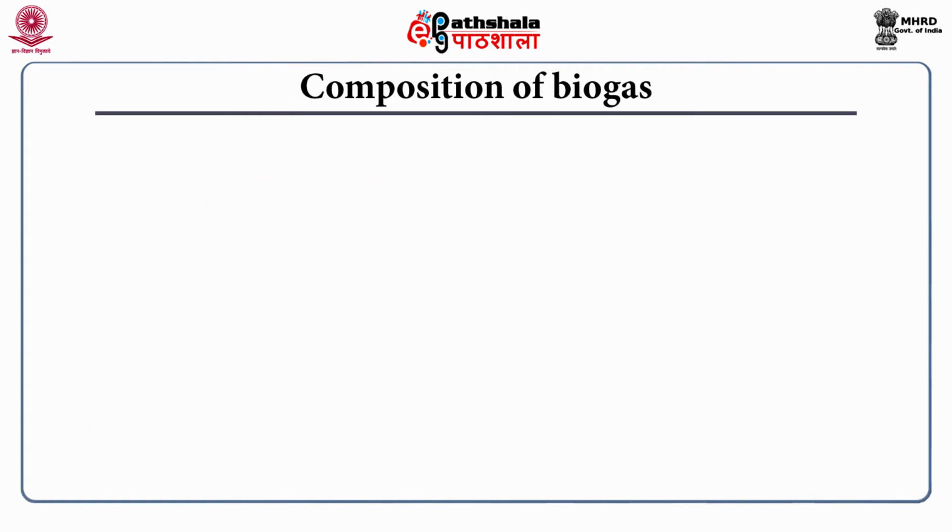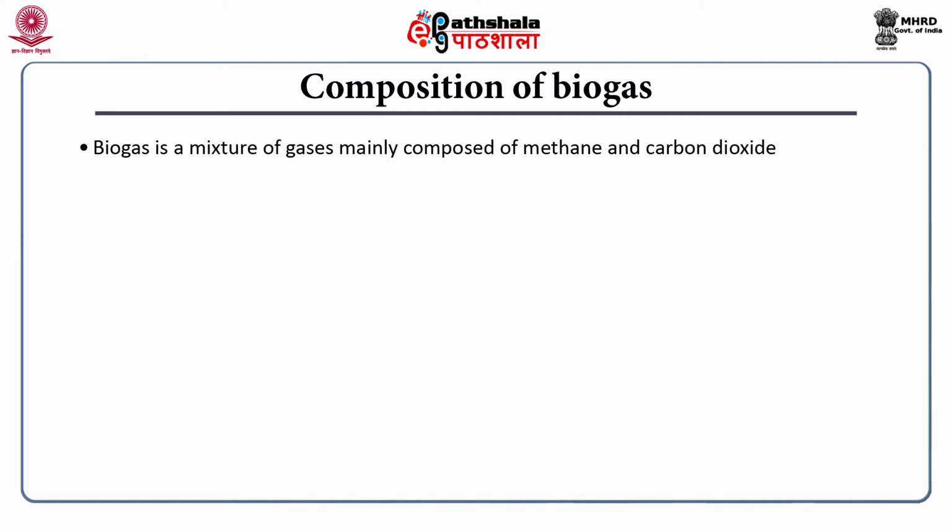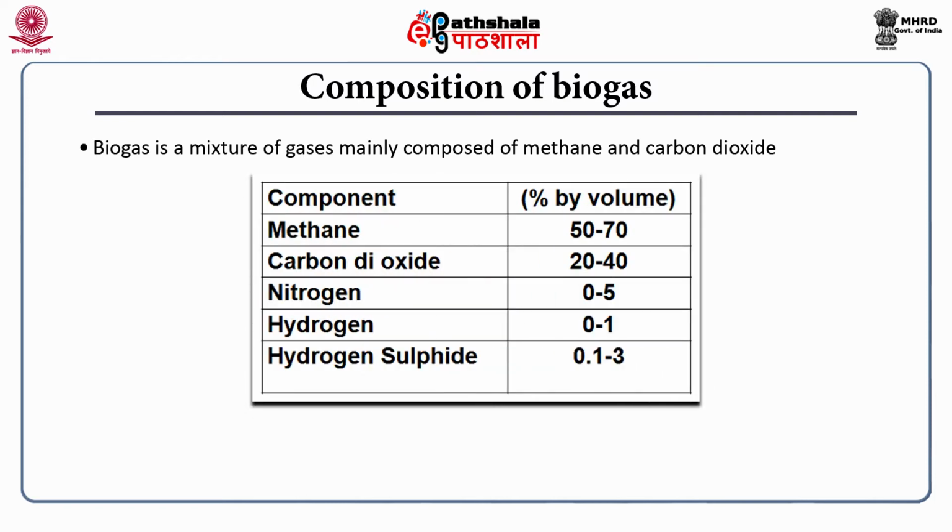Let us see the composition of biogas. Biogas is a mixture of gases which is mainly composed of methane and carbon dioxide. It is characterized based on its chemical composition, and the physical characteristics result from it. The components of biogas by volume, as you can see in this table: methane is around 50 to 70%, carbon dioxide is 20 to 40%, nitrogen is 0 to 5%, hydrogen is 0 to 1% and hydrogen sulfide H2S is 0.1 to 0.5%.